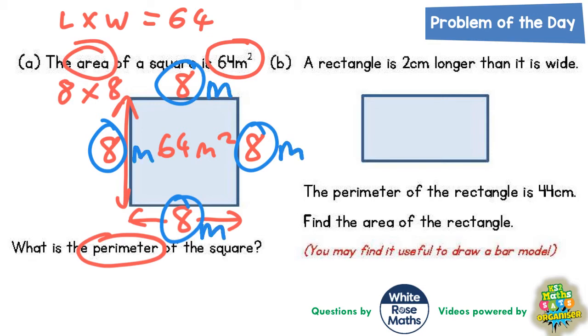So the perimeter of the square is going to be 4 lots of 8 metres, which is 32 metres. Remember, area is in metres squared and perimeter is just a distance, so that is going to be in metres.